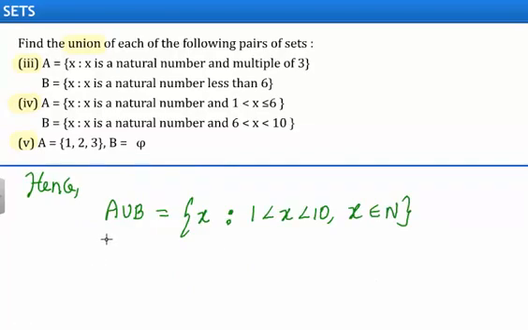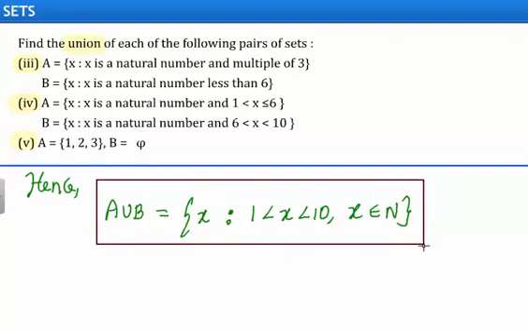Hence, we have found the set A union B is equal to set of x such that 1 less than x less than 10 and x belongs to set of natural numbers. This completes the second part of the given problem.